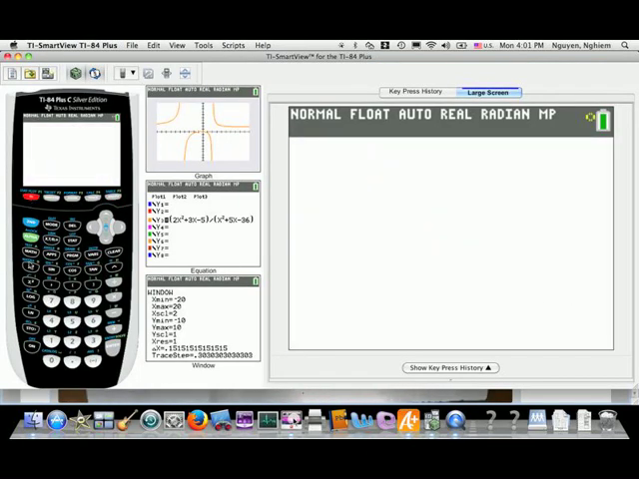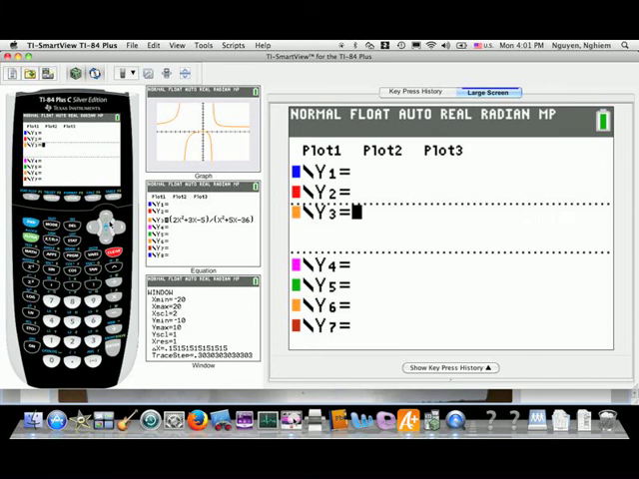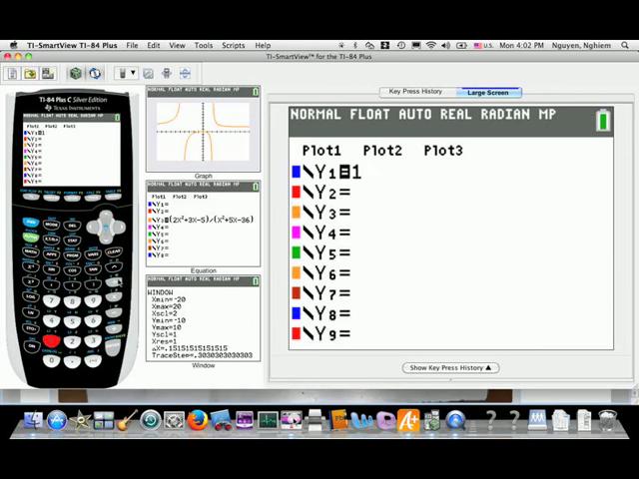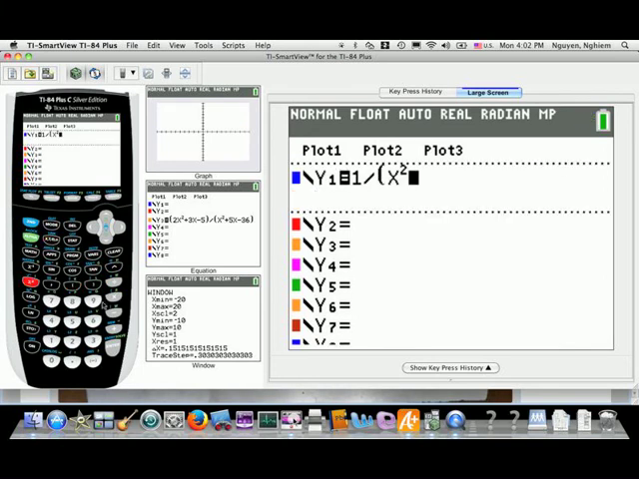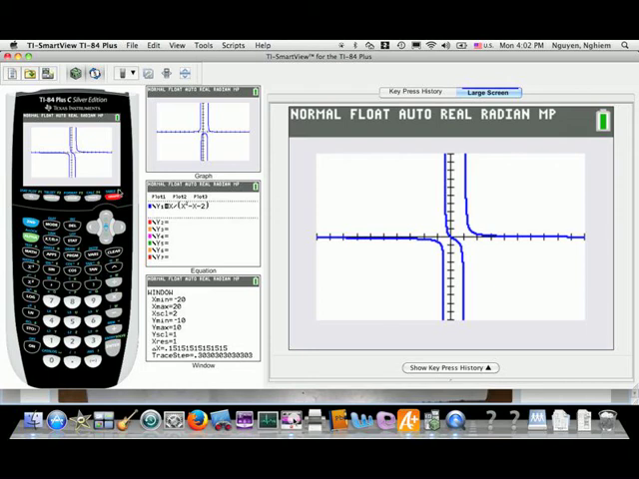So I can go into the graph here. Let me clear out this example and just do 1 divided by x squared minus x minus 2. Oh, I'm sorry, it should be x over x squared minus x minus 2. And you can see my window here.